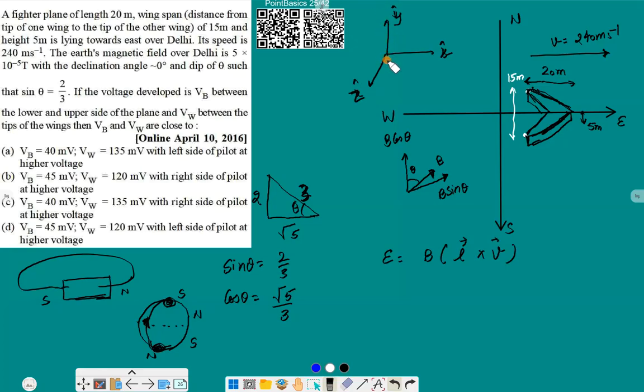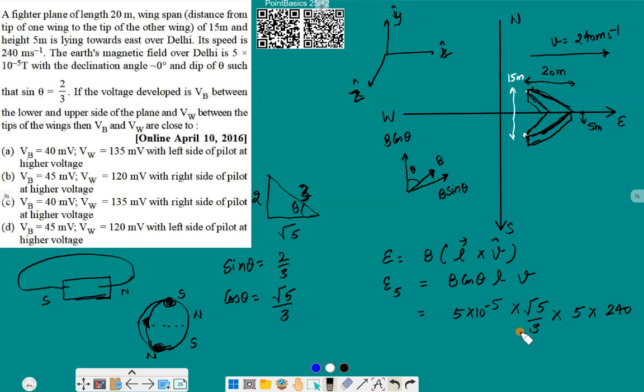So there will be induced EMF, and so L cross V will be LV sin 90. So BLV will be the answer. So we can say EMF induced across 5-meter length will be B cos theta into L into V. Now value of B is already mentioned, that is 5 into 10 raised to power minus 5. Cos theta is root 5 by 3, length is 5 and velocity is 240.